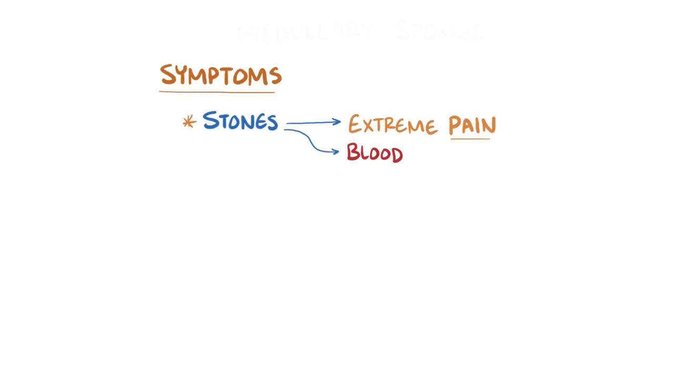So, the symptoms of medullary sponge kidney are related to these complications. Kidney stones tend to cause bouts of extreme pain and blood in the urine from tissue damage, and urinary tract infections can cause fevers as well as pain.